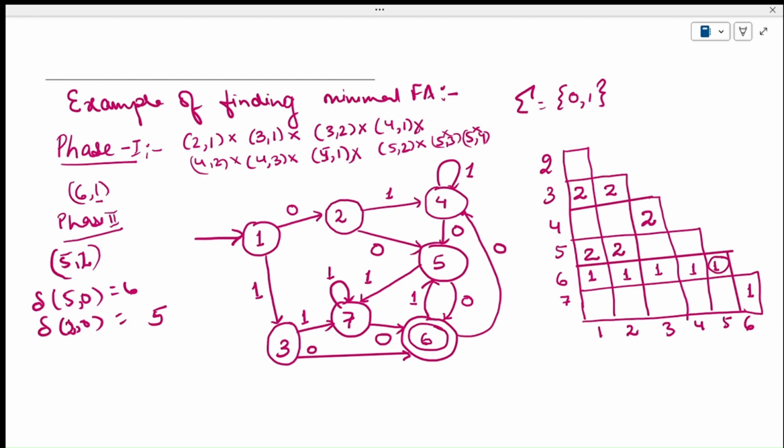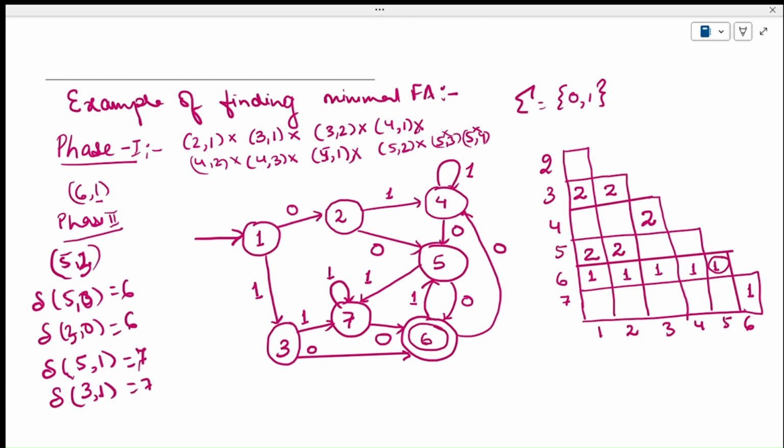Repeat the process for 5 3. Sorry, this is 5 3. 5 on reading 0 is going to state 6. 3 on reading 0 is going to state 6. 5 on reading 1 is going to state 7 and 3 on reading 1 is going to state 7.